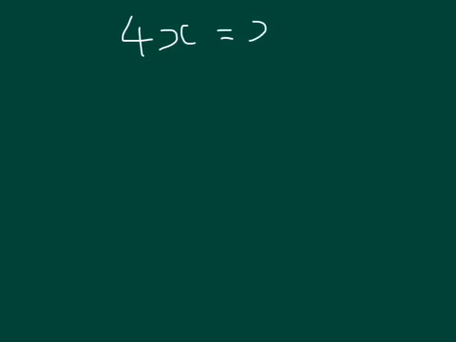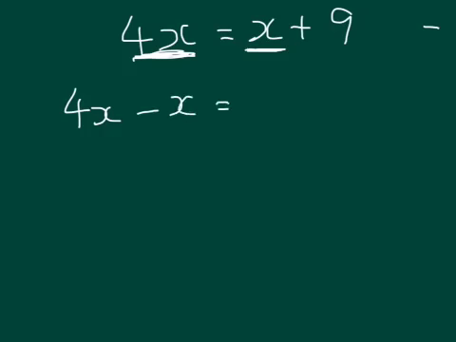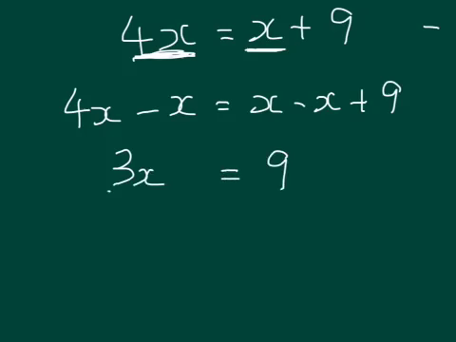4x is equal to x plus 9. I'm going to subtract this x from both sides. So that's going to lift x off both sides of the scales. 4x take away x is equal to x take away x plus 9. 3x is equal to 9. 3 times x is 9. The opposite of times is divide. X is equal to 3.